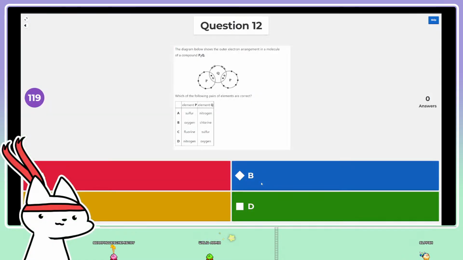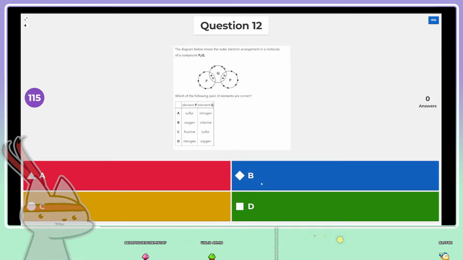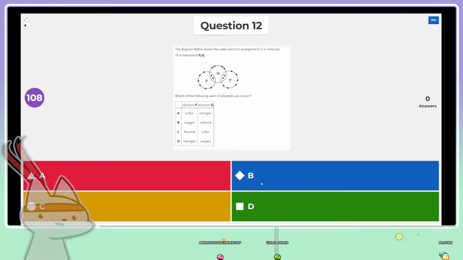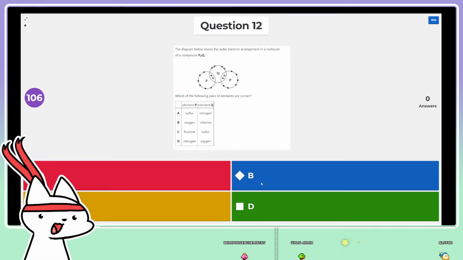This is question 20. P2Q. Which of the following pairs of elements are correct?